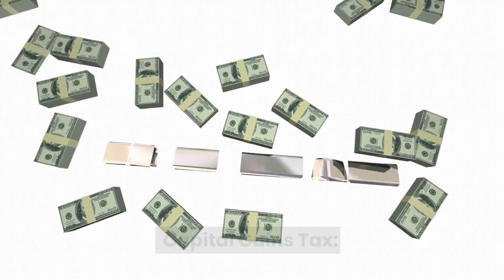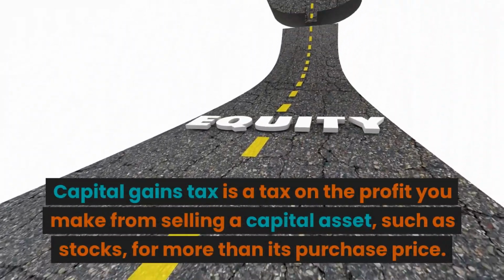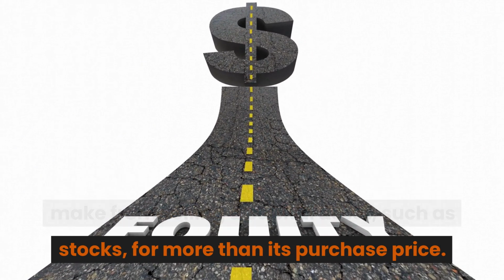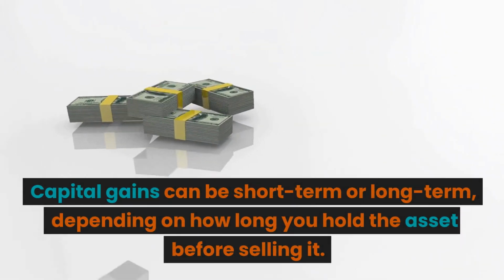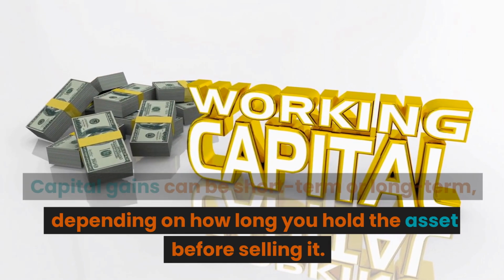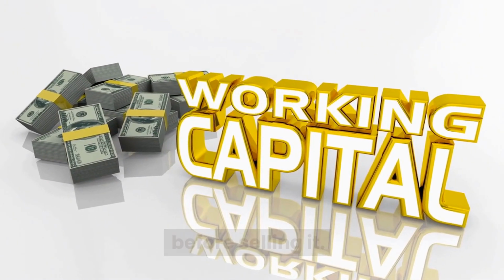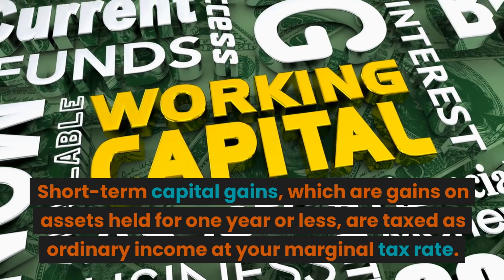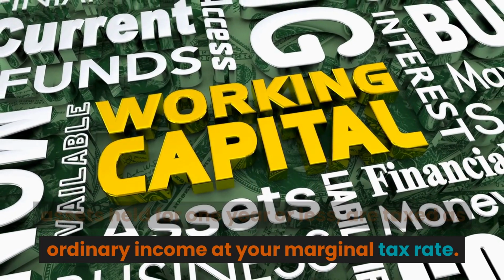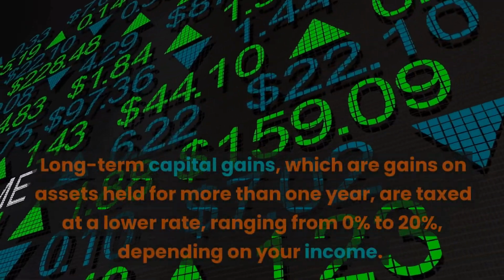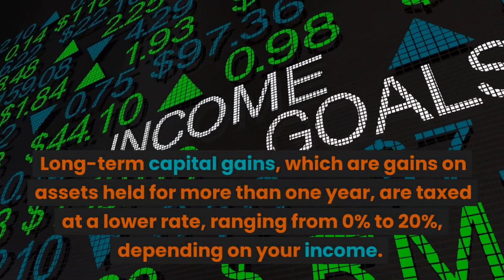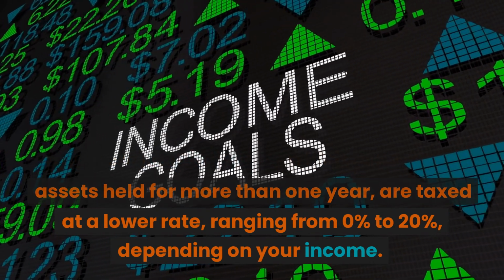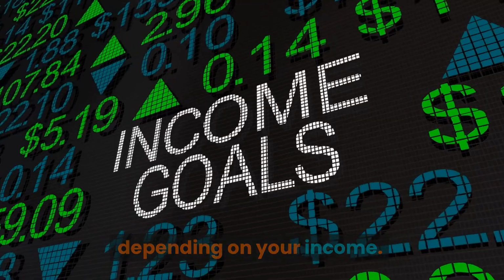Capital gains tax. Capital gains tax is a tax on the profit you make from selling a capital asset, such as stocks, for more than its purchase price. Capital gains can be short-term or long-term, depending on how long you hold the asset before selling it. Short-term capital gains, which are gains on assets held for 1 year or less, are taxed as ordinary income at your marginal tax rate. Long-term capital gains, which are gains on assets held for more than 1 year, are taxed at a lower rate, ranging from 0% to 20%, depending on your income.